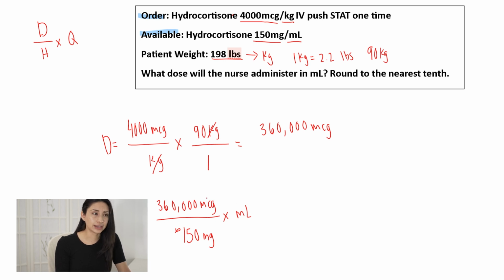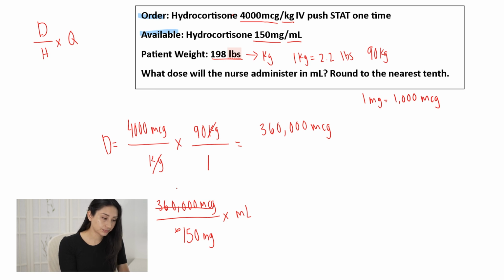Personally, I am going to want to convert this 360,000 micrograms to milligrams just so I can get a smaller number. Because I know that 1 milligram is the same as 1,000 micrograms. So I know I'm going to have to divide this 360,000 by 1,000. And that gives me 360 milligrams. Now my units, milligrams and milligrams, match. So I can go ahead and solve.